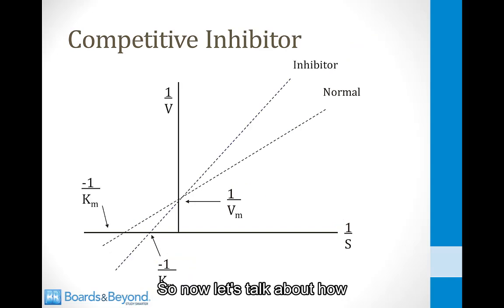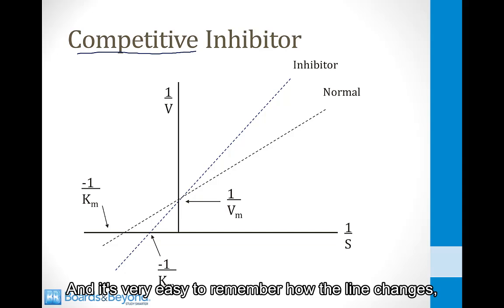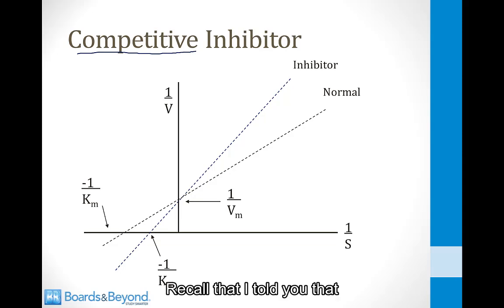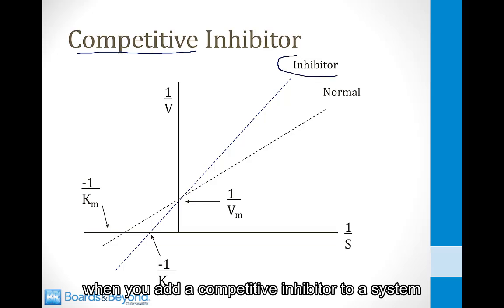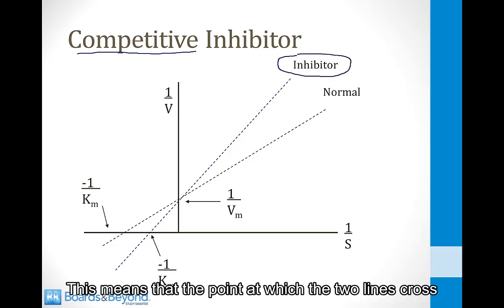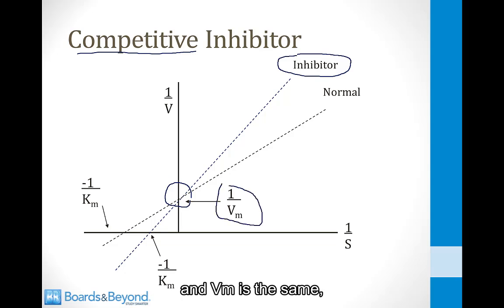So now let's talk about how the Lineweaver-Burk plot changes when you add a competitive inhibitor, and it's very easy to remember how the line changes if you remember which variables stay the same and which change. Recall that I told you that when you add a competitive inhibitor to a system, Vmax does not change. This means that the point at which the two lines cross the y-axis should be the same because that point is 1 over Vmax, and Vmax is the same whether you have a normal or a competitively inhibited system.